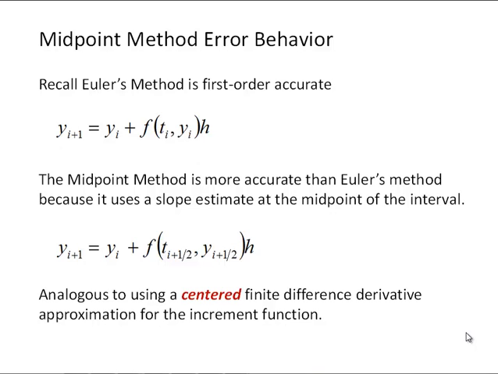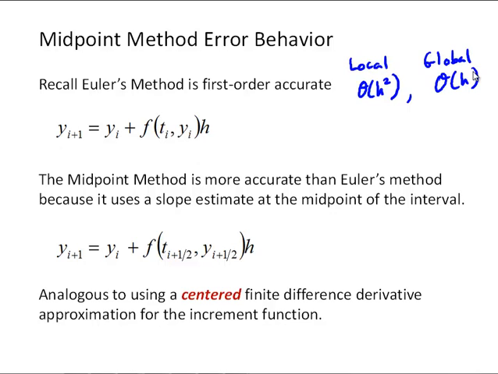Recall the error behavior of Euler's method. It was first order accurate, or the local truncation error was order h squared because we truncated the second order term from the Taylor series, and global truncation error, as that accumulated, became first order accurate, order h.